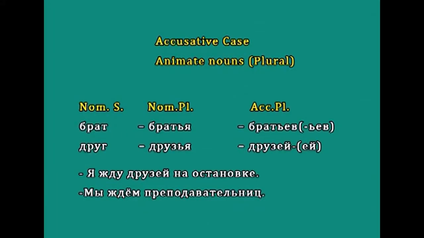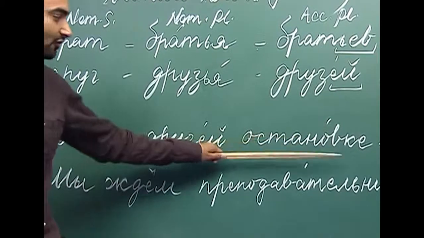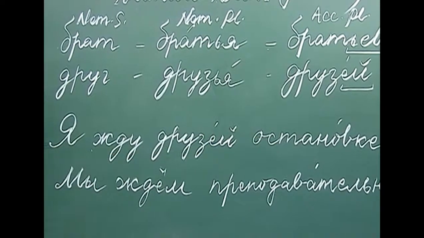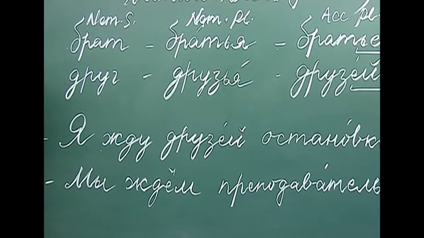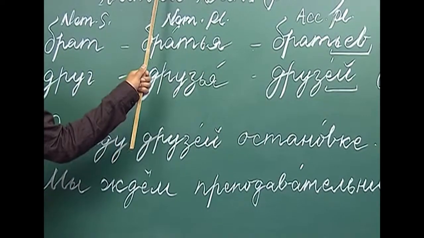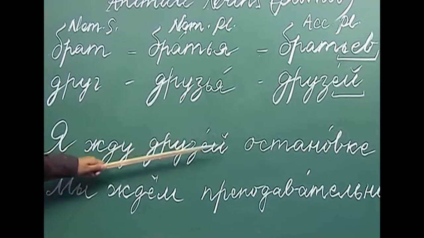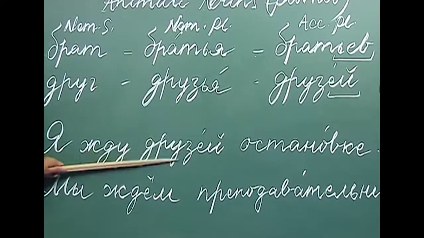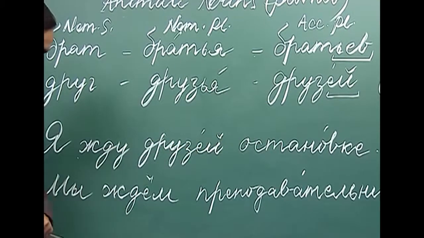I am waiting for friends at the bus stop. This "jdu" comes from the verb "jdat", to wait for, and after "jdat" we use the accusative case, and here we have used the accusative case of plural nouns. Ya zhdu druzei, ya zhdu druzei na ostanovke.